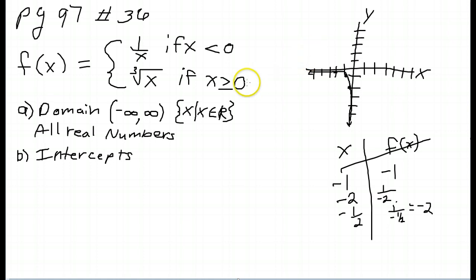We can't say none because we have to check the bottom. So if I use the cube root of x, now the smallest number I can plug in is 0. So I'm going to plug in 0. If I plug in 0, the cube root of 0 is just 0. So I go up and I plot my point 0, 0. Then the next number I'm going to choose is 1. Well, if I plug in 1, the cube root of 1 is 1. So I have the point 1, 1. I plot the point.